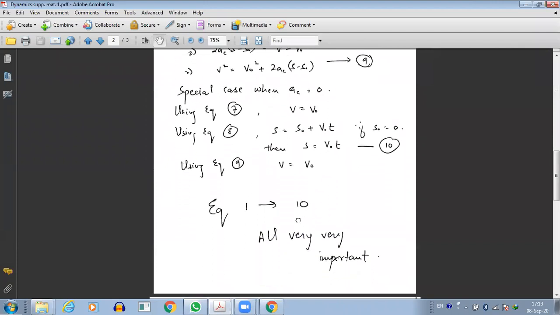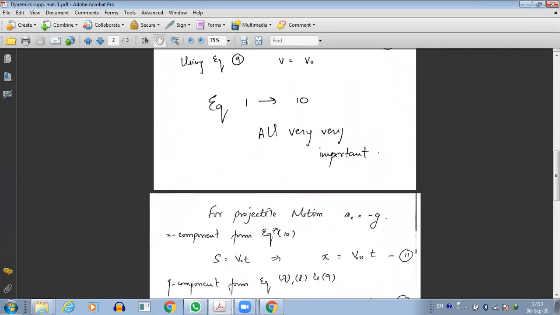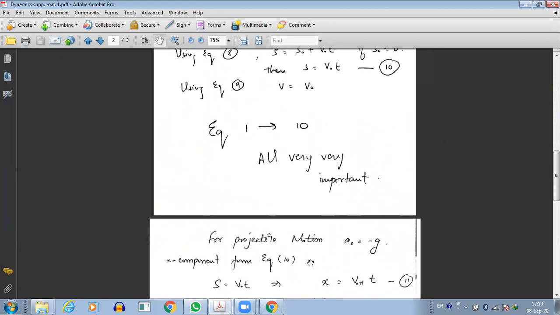Now let's have a look at how the application works. First of all, when we are talking about the projectile motion, we have the constant acceleration, and I will write here as negative g. Why negative? Because it is in the negative y direction. Okay. So as I told you, projectile is a curvilinear motion. So curvilinear motion means we need to divide it into x and y components.